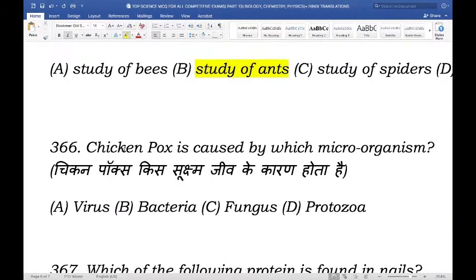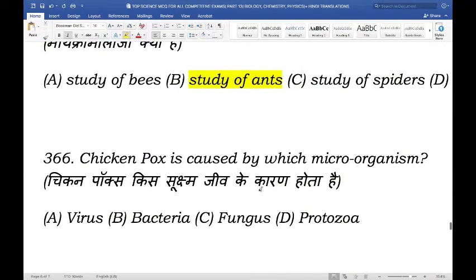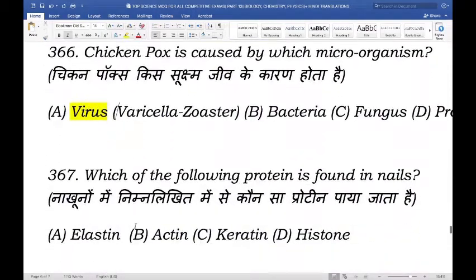Next question. Chickenpox is caused by which microorganism? So what is chickenpox caused by? Is it caused by virus, bacteria, fungus, or protozoa? And the right answer here is virus. Chickenpox is caused by Varicella zoster virus. It causes an itchy rash with small fluid-filled blisters.